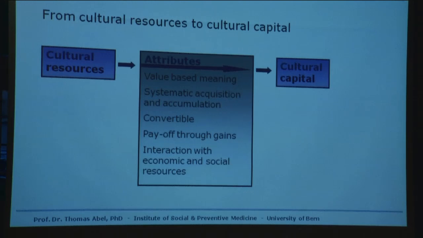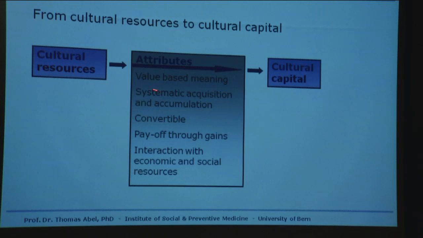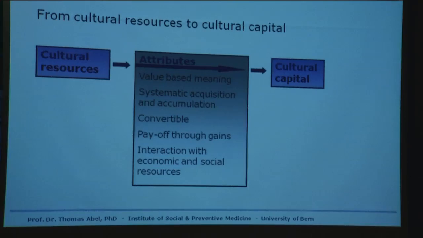here's an attempt to explain why. So, we come from cultural resources to cultural capital. There are certain attributes. Not all resources are capital, but all capital is resources. What makes resources capital? That cultural capital is value-based, meaning that it can be systematically acquired and accumulated over time. They are convertible. There are payoffs through gains. So you have an investment. There are coefficients. So we can do a prevention measure.